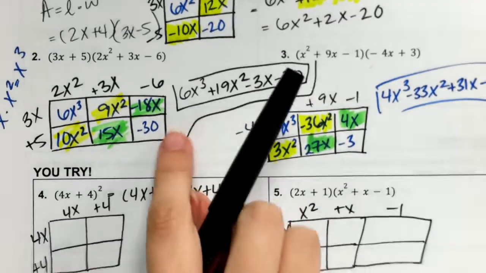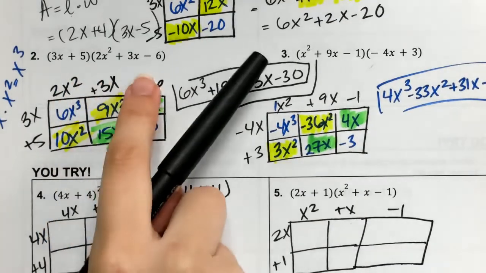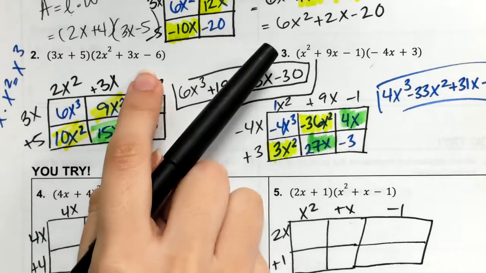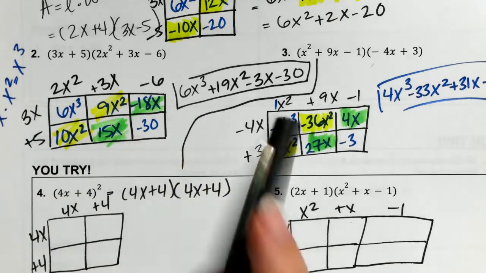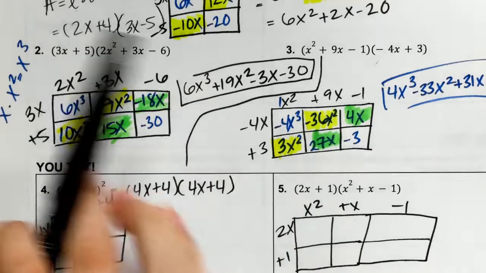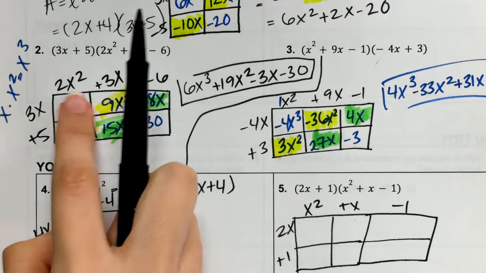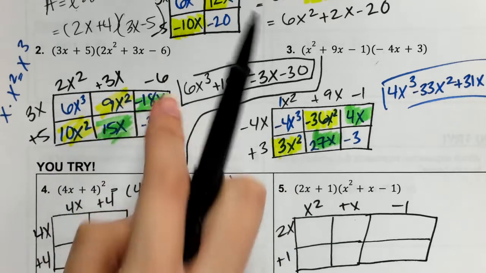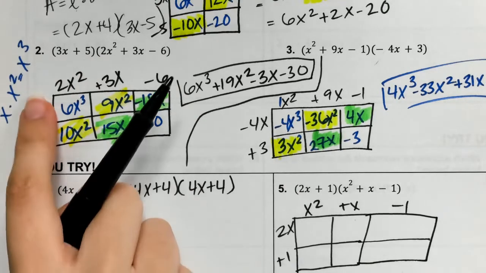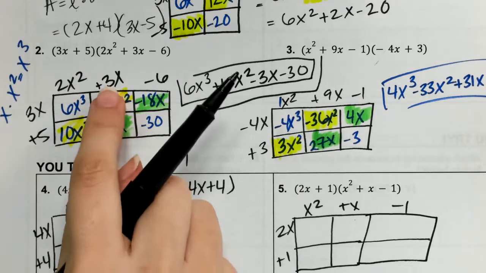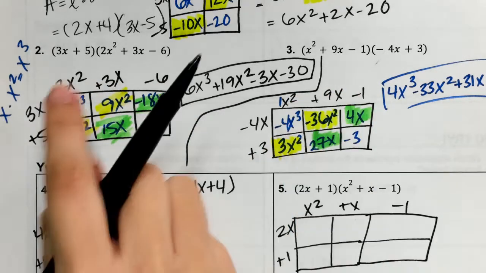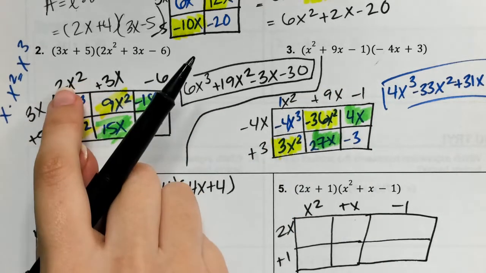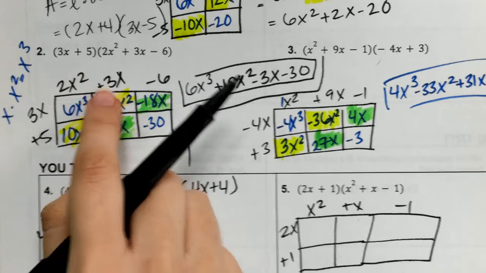Something new we're going to learn in this lesson is multiplying 2 by 3 binomials, or a binomial times a trinomial, 2 terms times 3 terms. Same box method, except instead of a square box, you're now going to use a rectangular box, where it'll be 2 rows, 3 columns. Your 3x plus 5 will go on the side, your 2x squared plus 3x minus 6 will go on the top. And you do exactly the same thing you did before. Multiply columns by row, and number by number, variable by number.